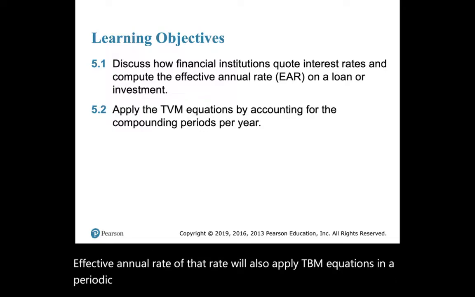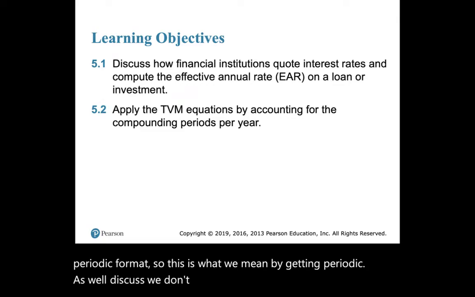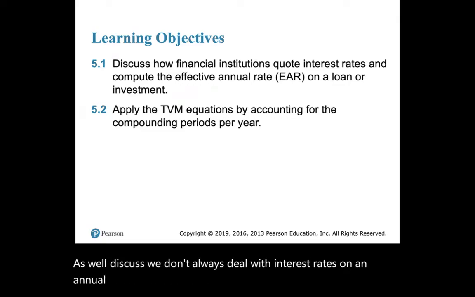So this is what we mean by getting periodic. And as we'll discuss, we don't always deal with interest rates on an annual basis. So how do we make that change to periodic rates?